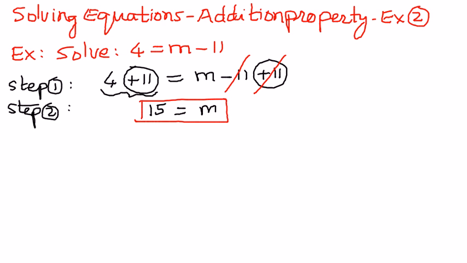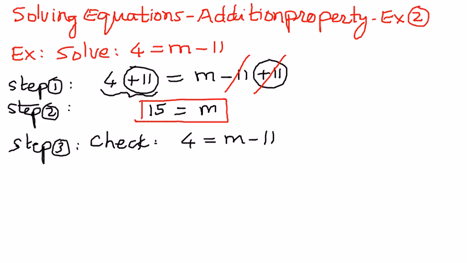Okay. In step 3, we will check our work. We're going to go back and then check it. We got the value of m. If we did our math right, we got the value of m as equal to 15. If we did something wrong, we should be able to catch it in this check process. And in here, we're going to write the given equation down as is. 4 is equal to m minus 11, and wherever we see m, we're going to substitute the value 15.